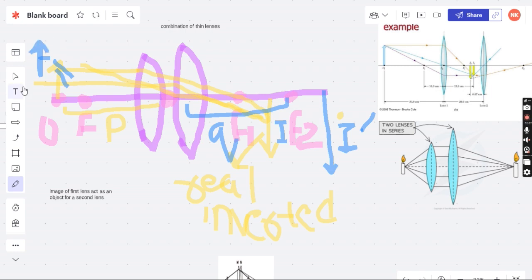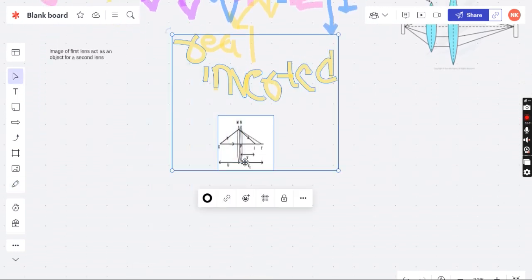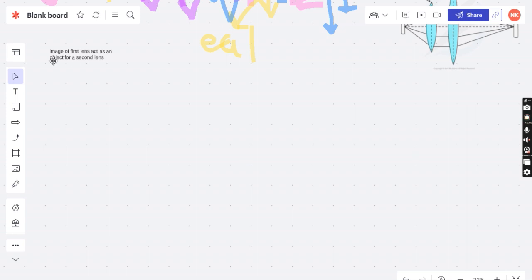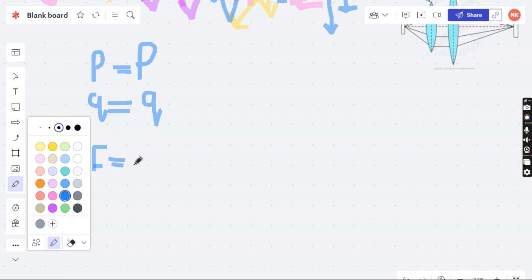Now we're going to write a formula, deriving it with the help of the thin lens formula. For the first lens, P is equal to P, Q is equal to Q, and F is equal to F.